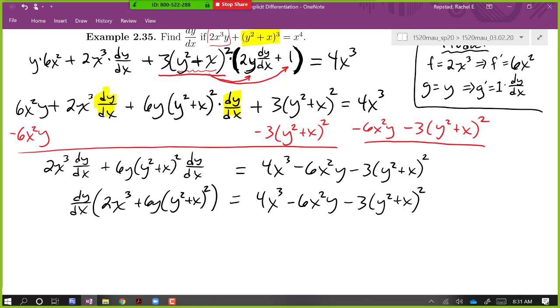And now it's all over but the shouting, right? We're just going to divide by the stuff in the big set of parentheses there, to get dy/dx by itself.